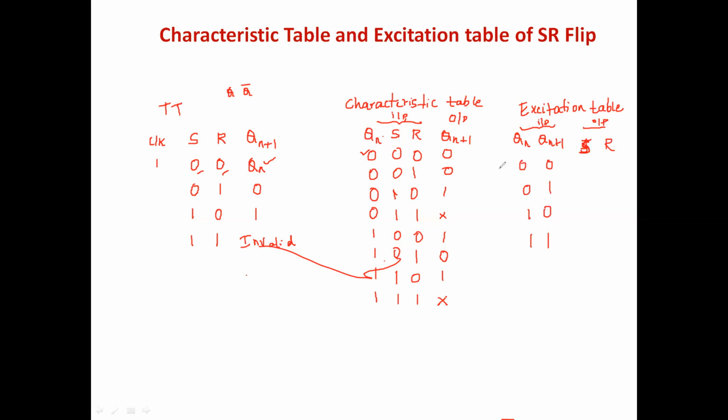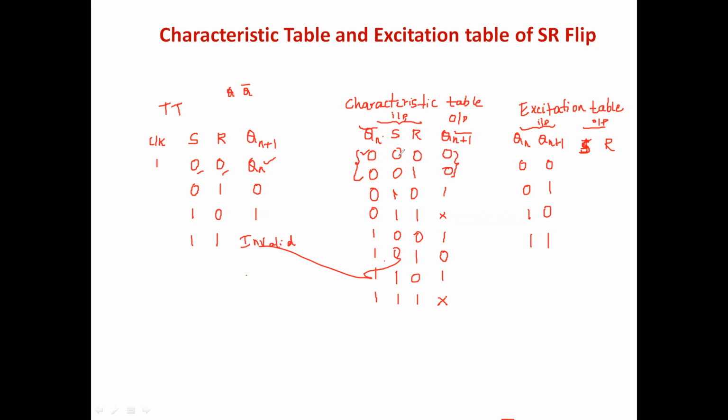So for excitation table, you need to know the characteristic table. That is the reason I told truth table, characteristic table and excitation table are linked to each other. Right? So in characteristic table, you need to observe first column and last column. See, when Qn is equal to 0, Qn plus 1 is equal to 0, what is the value of S and R? I'm having two combinations here. Here Qn is 0, Qn plus 1 is 0. So for this combination, what is the value of S and R?